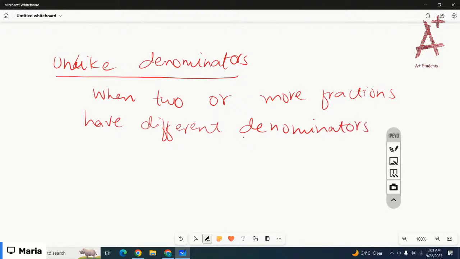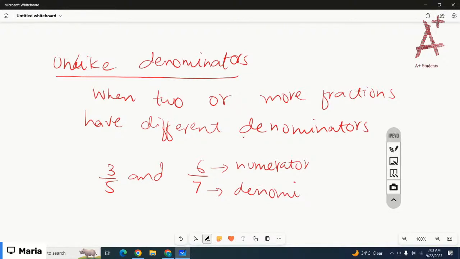So that means, for example, you have two fractions given, 3 over 5 and 6 over 7. They are fractions with unlike denominators. This is the numerator and this is the denominator. The denominators are different, so those would be unlike fractions. They both are unlike because here you have the denominator 5 and here you have the denominator 7.